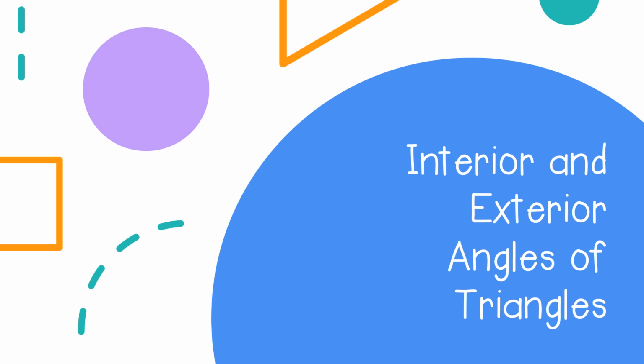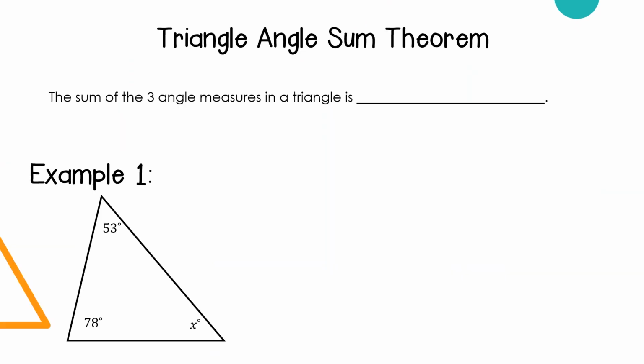We spent several days talking about different types of angles, and now we're going to talk about interior and exterior angles of triangles. The triangle angle sum theorem tells us that if we take the three angle measures in a triangle, their sum will always be 180 degrees.